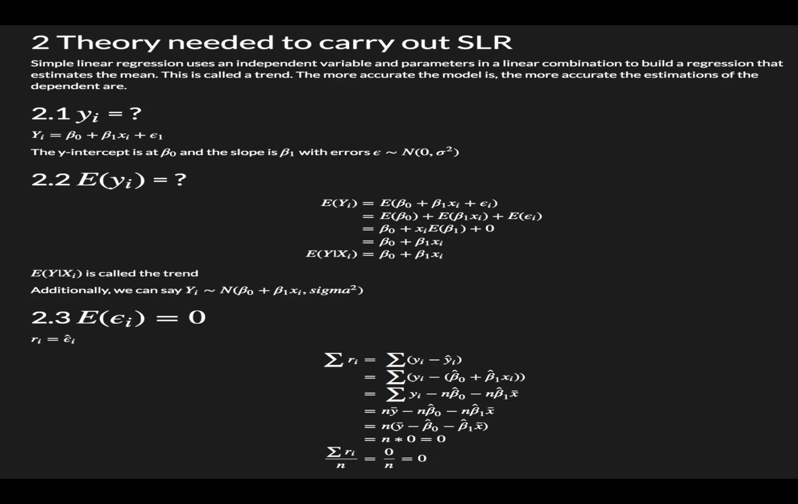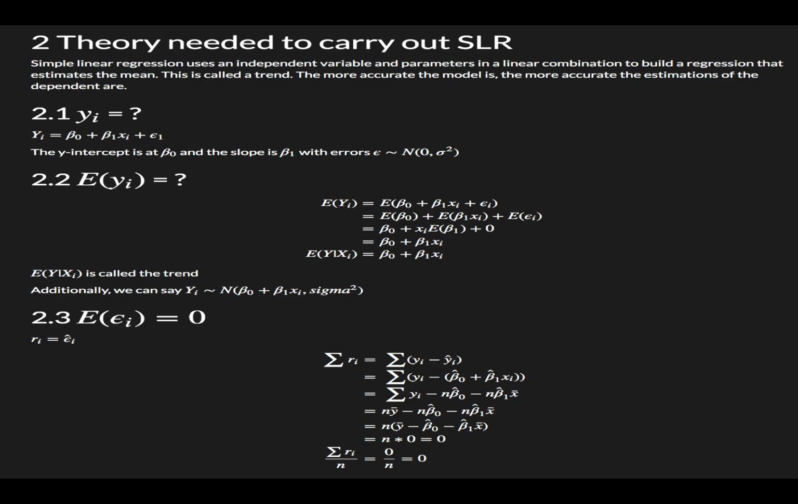Simple linear regression uses an independent variable and parameters in a linear combination to build a regression that estimates the mean. That estimation is called a trend. The more accurate the model is, the more accurate the estimations of the dependent variable are. So, we are given that yi is equal to beta naught plus beta 1 xi plus epsilon i. Now, these variables seem confusing, but all they really are is beta naught is the y-intercept, beta 1 is the slope, and epsilon i is the errors within the variable.